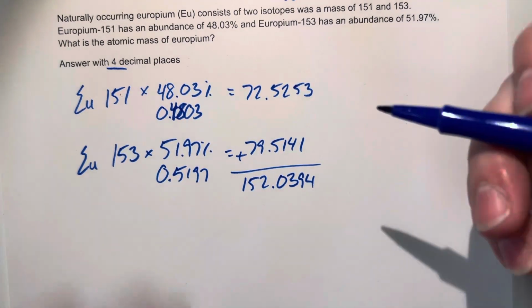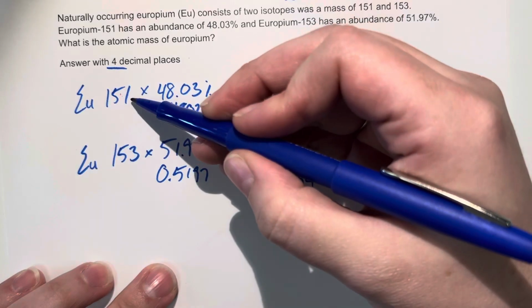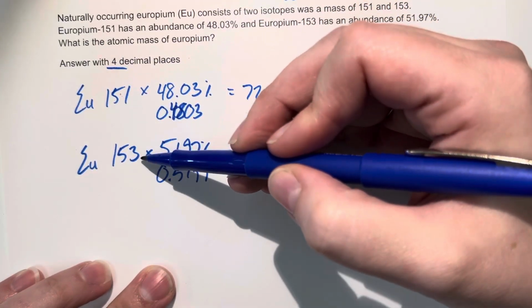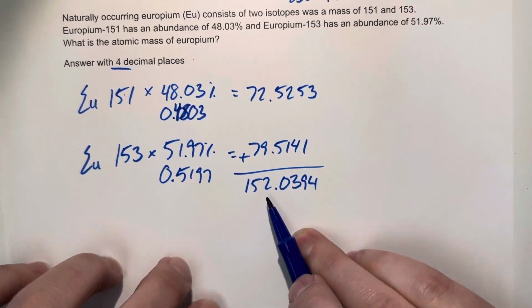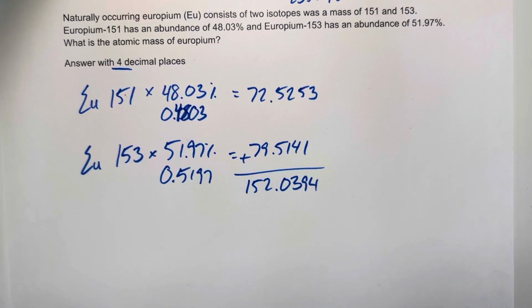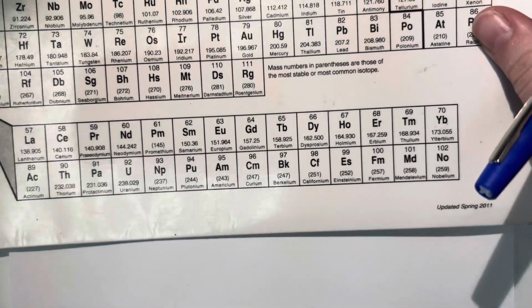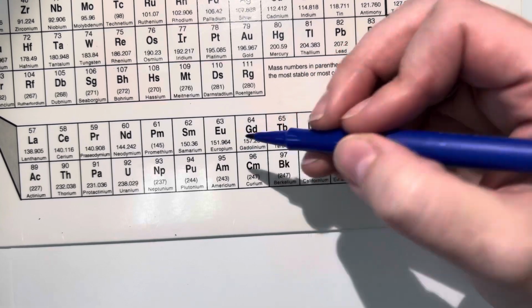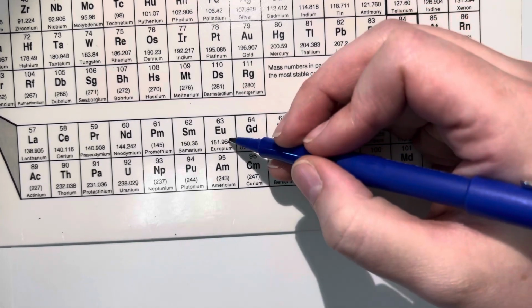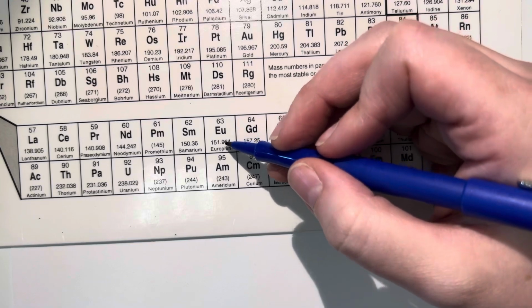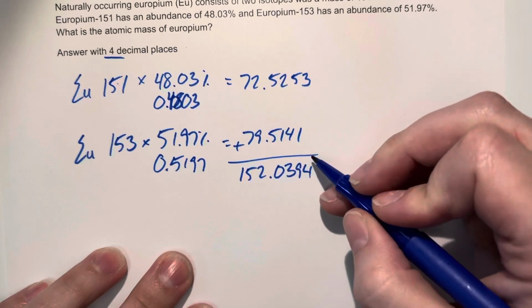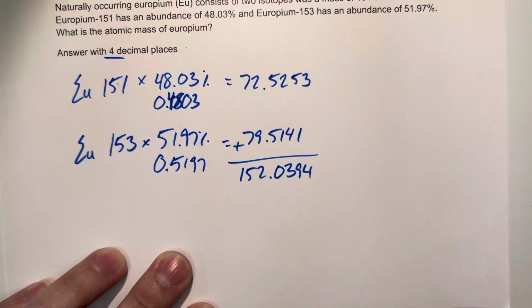Just to make sure that my number is reasonable, it should be between my lowest and highest isotope number, so it should be between 151 and 153. It is. Looks like the europium on the periodic table is a different isotope calculation, but that is okay. We have approximately 152, which is between my 151 and 153.